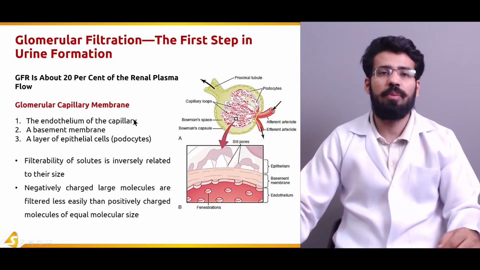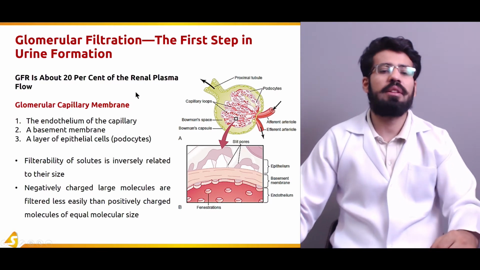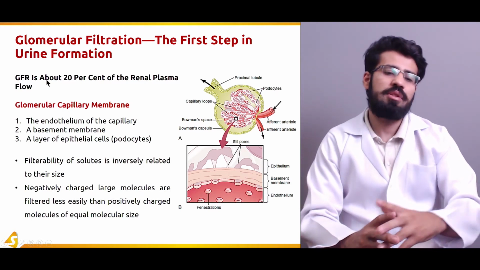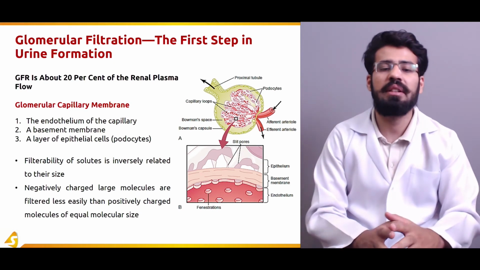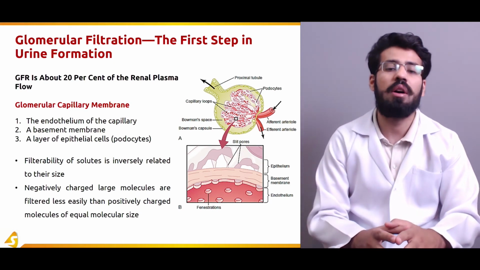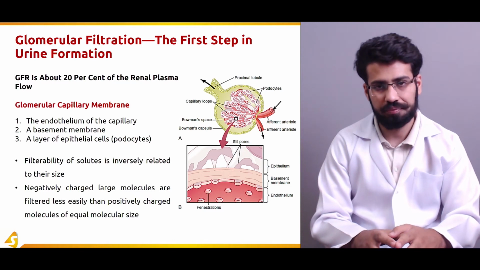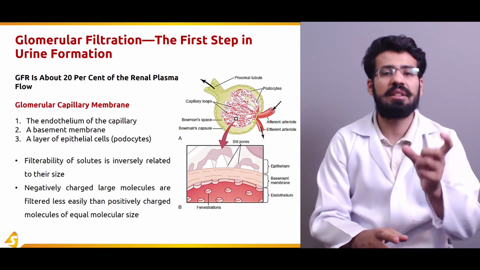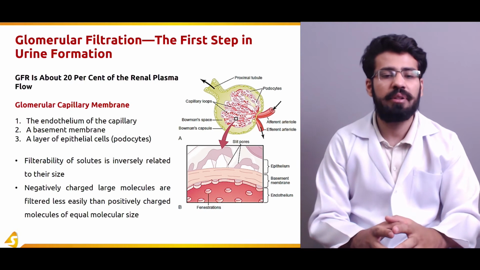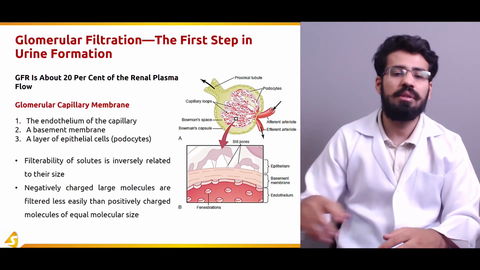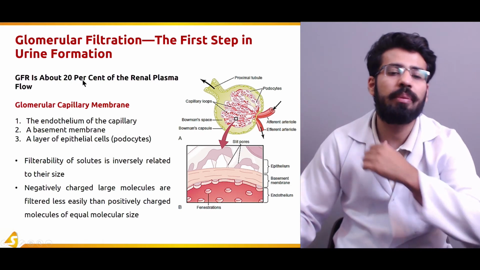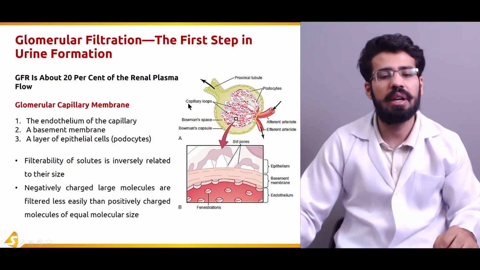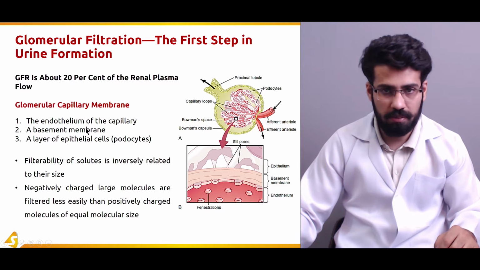So talking about the glomerular filtration, the first step in the urine formation. GFR stands for, of course, glomerular filtration rate. It's basically 20% of the renal plasma flow. So that's, you can say, the formula for the GFR. If we discuss the glomerular capillary membrane in detail, we can see over here that it is composed of three major portions.